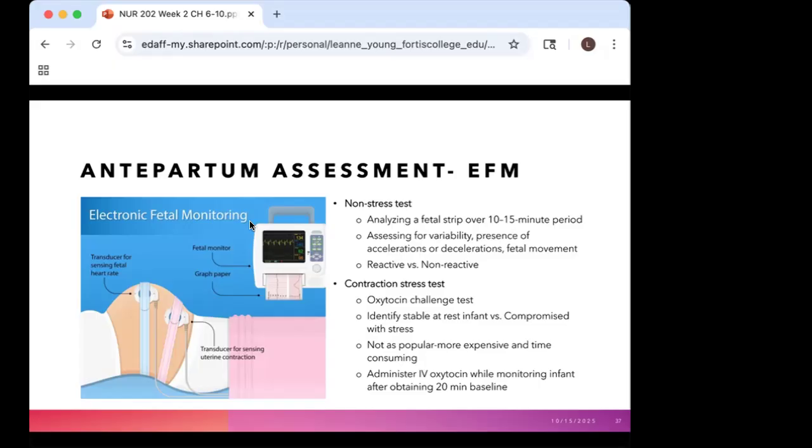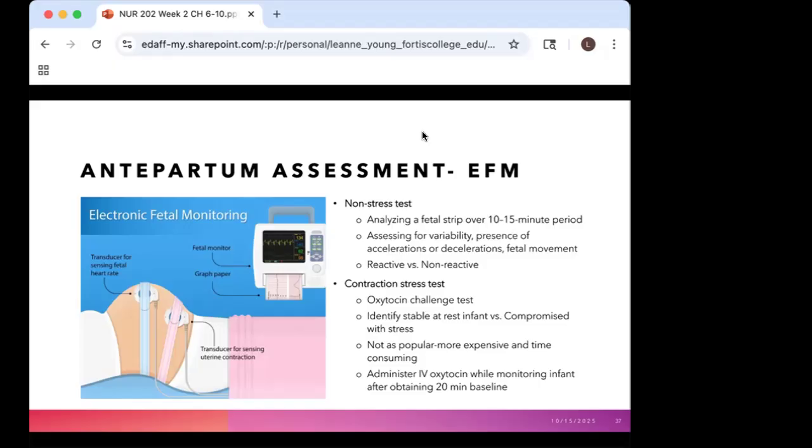Okay. A non-stress test is a very common thing that we do in the hospital, almost all the time. This is analyzing a fetal strip over a 10 to 15 minute period. So a mom comes in and says her baby's not moving. We're going to do an NST. Usually you have mom lay on the left side. You position the ultrasound and the TOCO to make sure that they're picking up the baby's heart rate, as well as any uterine contractions that she may or may not be having. You're assessing for variability, presence of accelerations, and also sometimes you can detect fetal movement on a tracing. It is not as reliable as mom being able to feel fetal movement.